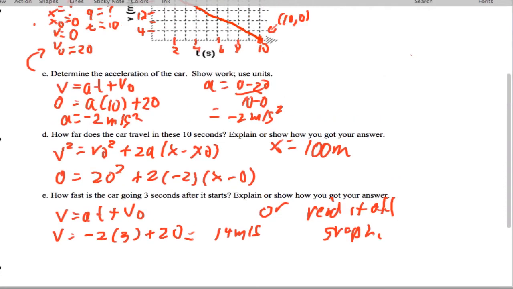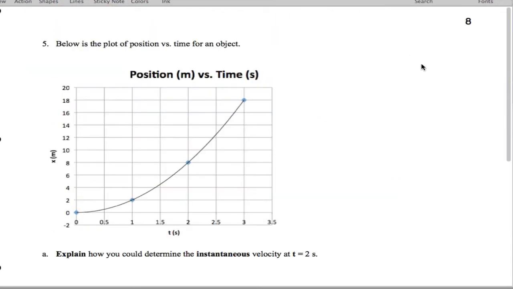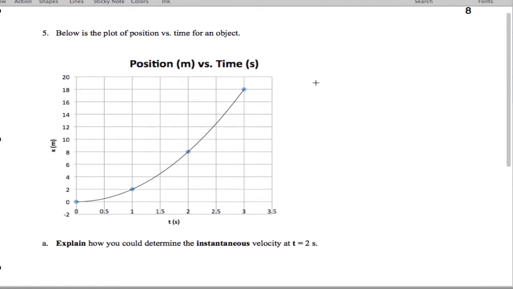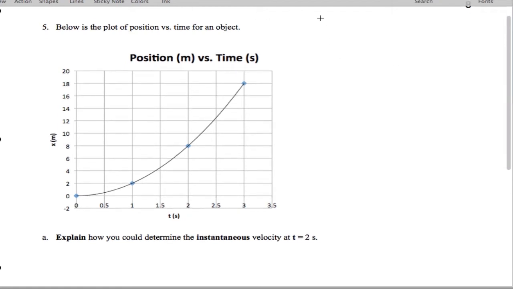All right, next page, page 5. We have the plot of position versus time for an object, and we want to get the instantaneous velocity at 2 seconds. So what we want to do is, I would love it if we could just get the slope of the line right here. That would be great. But unfortunately, we can't do that.